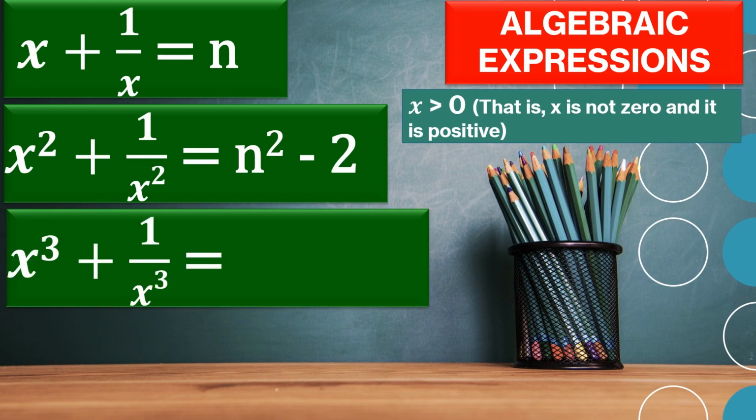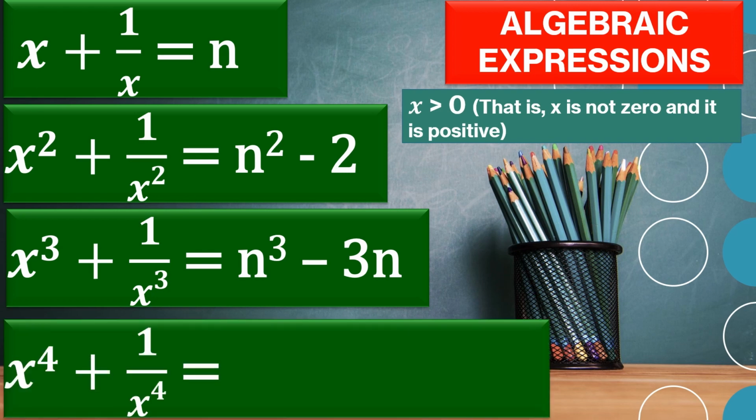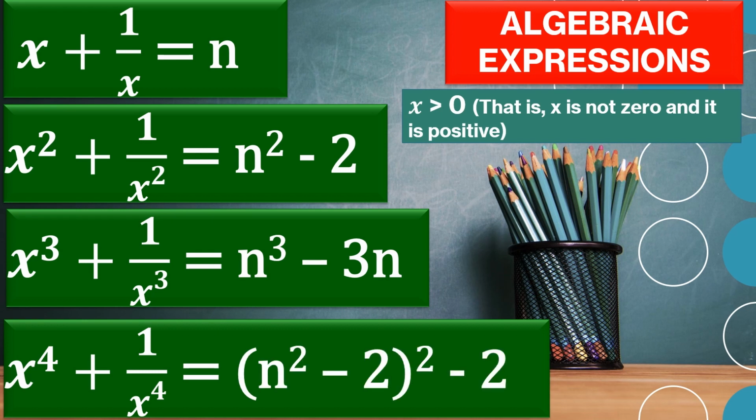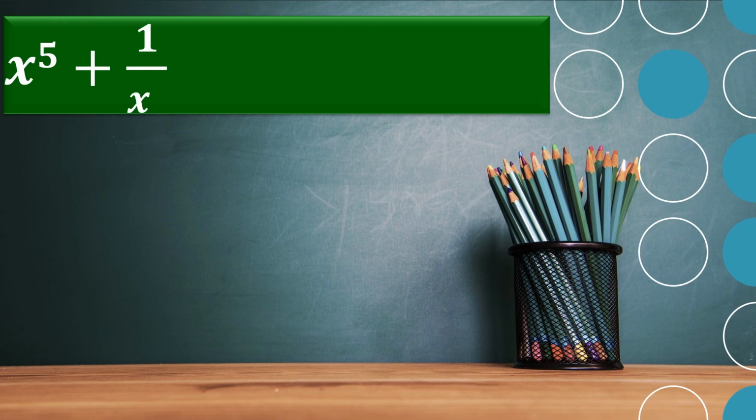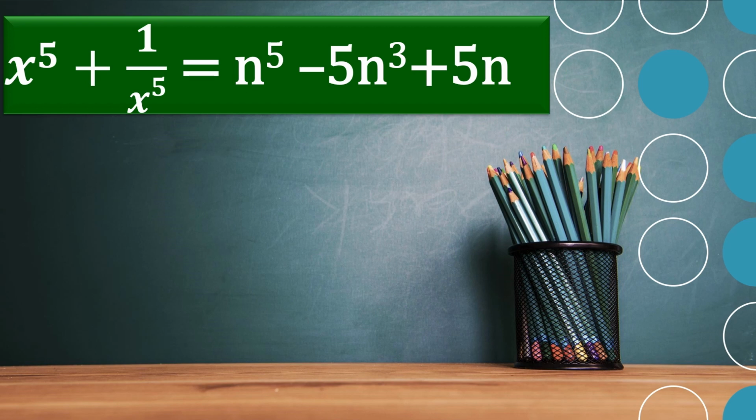Also, we'll be looking at x raised to the power 3 plus 1 over x raised to the power 3, and it gives us n cubed minus 3n. You will also see other expressions for n. For instance, we have x raised to the power 5 plus 1 over x raised to the power 5, and that can be expressed in terms of n. That is n raised to the power 5 minus 5n raised to the power 3 plus 5n.